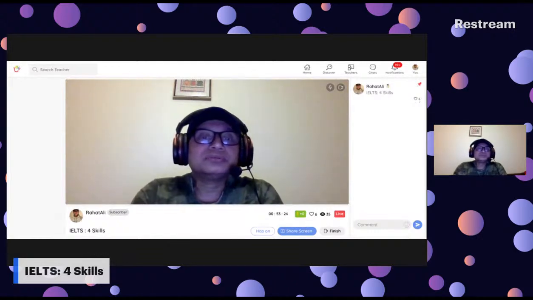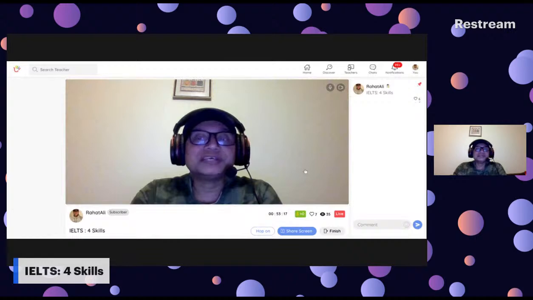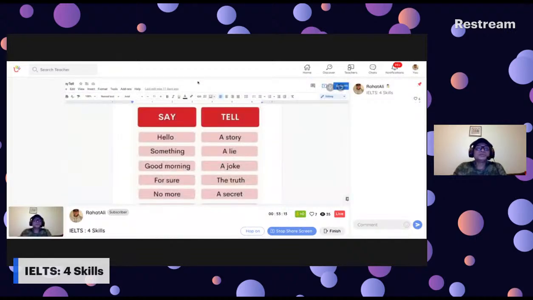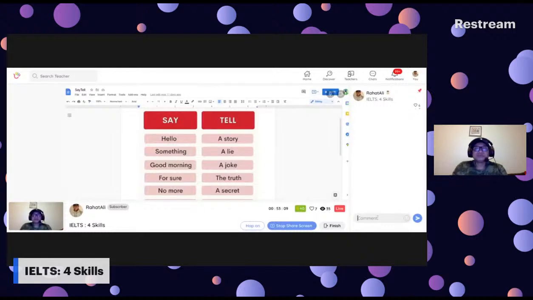Okay, so let's move on to today's main lesson, which is the using of the two verbs say and tell. So how are we going to use them? We've got a rule here. We have to use first person, second person, and third person, and we have to make negative, interrogative, then WH question, and if possible tag questions.